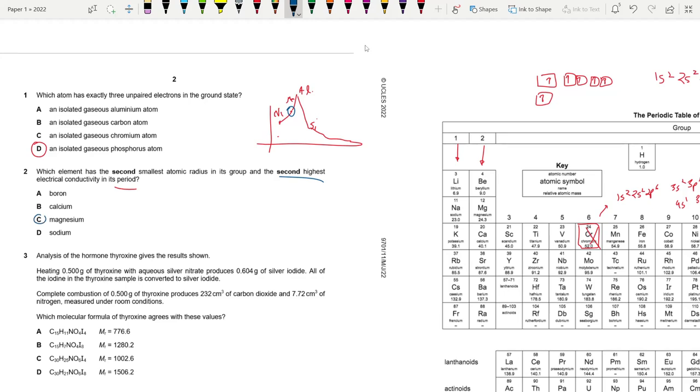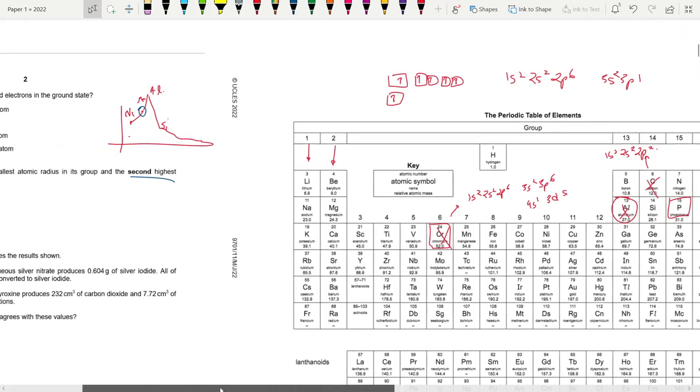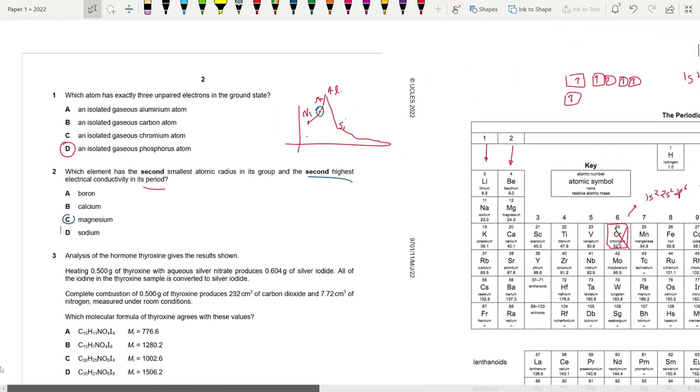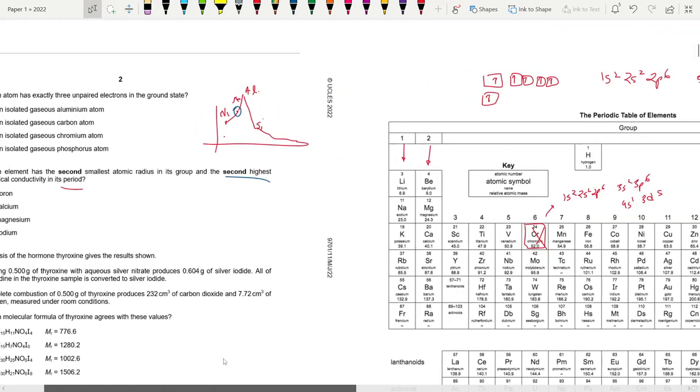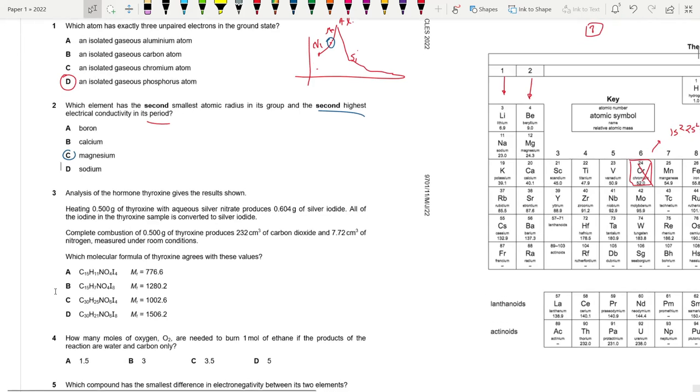It can't be sodium because it has the third highest conductivity. So it's not sodium. It can't be calcium because calcium is not the second smallest in the group. And it can't be boron because boron has much less electrical conductivity. Okay, and we're not supposed to know the trend for period 2. So period 2 and 4 were already excluded in the first place. It was between sodium and magnesium. All right. The ideal answer is magnesium.